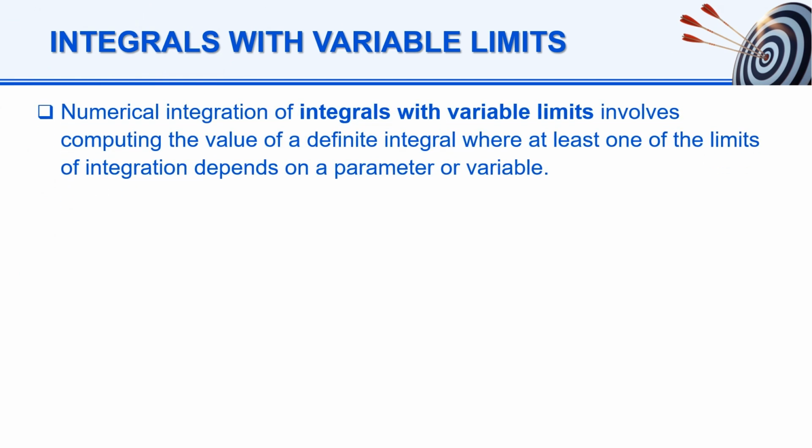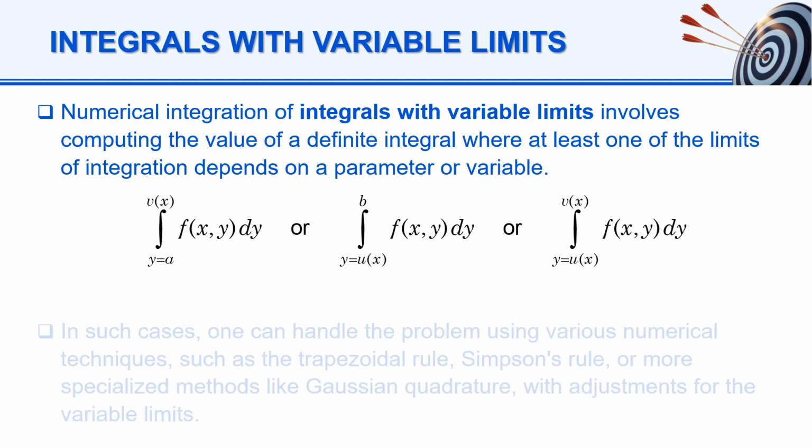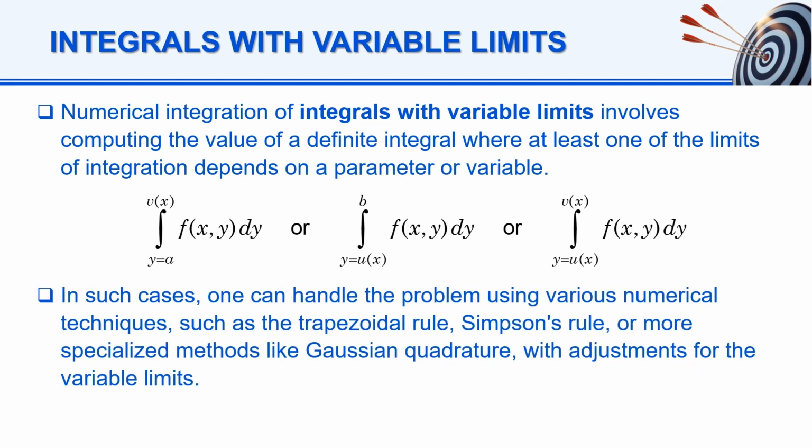Numerical integration of integrals with variable limits involves computing the value of a definite integral where at least one of the limits of integration depends on a parameter or variable. In such cases, one can handle the problem using various numerical techniques, such as the trapezoidal rule, Simpson's rule, or more specialized methods like Gaussian quadrature, with adjustments for the variable limits.